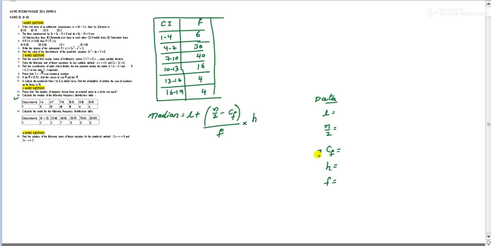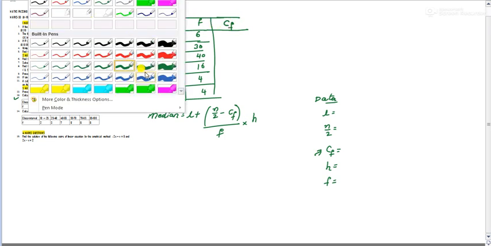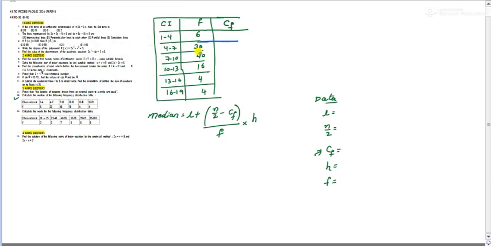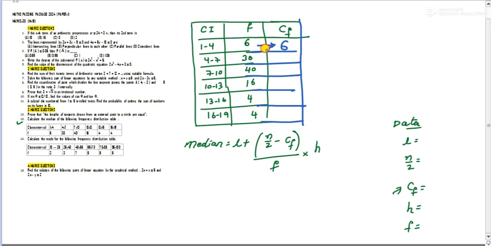See, you have CF over there. CF means cumulative frequency. So that we will get from this table. I'll write it here, CF. How are you going to get it? See, just draw one more table adjacent to this and write here the value 6. It will be as it is. 6 is the same. Next, just keep adding with the next F. 6 plus 30 is 36. Next 36 plus 40, it is 76. So this is 76.